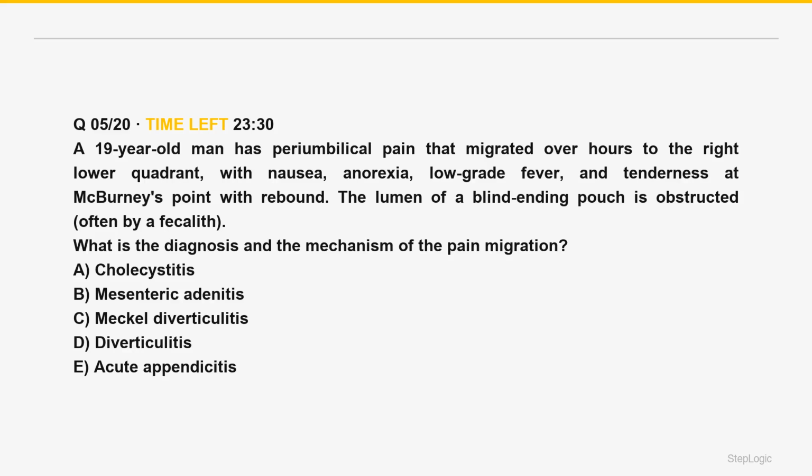What is the diagnosis and the mechanism of the pain migration? A 19-year-old man has periumbilical pain that migrated over hours to the right lower quadrant, with nausea, anorexia, low-grade fever, and tenderness at McBurney's point with rebound. The lumen of a blind-ending pouch is obstructed, often by a fecalith.